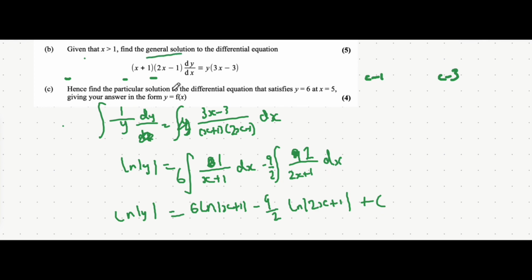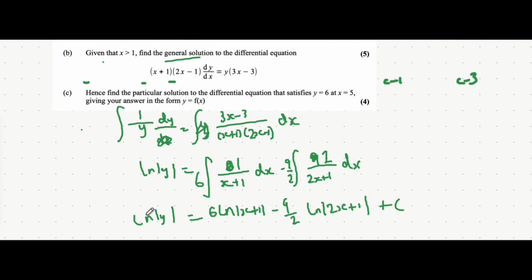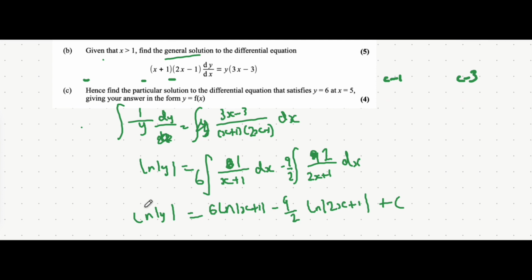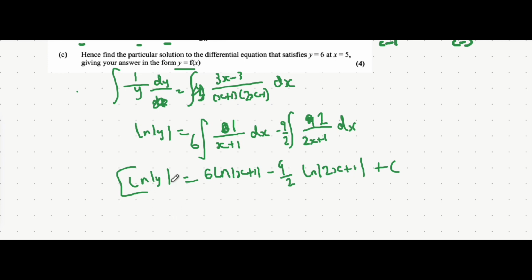It wants you to find a general solution, which means it wants it in the form y equals something. But it's honestly just okay to leave it like that. This is a general solution. But here it's asking for the particular solution. So here you have to be a little bit careful. And it specifically also says, give your answer in the form y equals f of x. So let's start by finding the value of the constant, because it's giving you values of x and y that you can use to find the value of c. So let's do that.